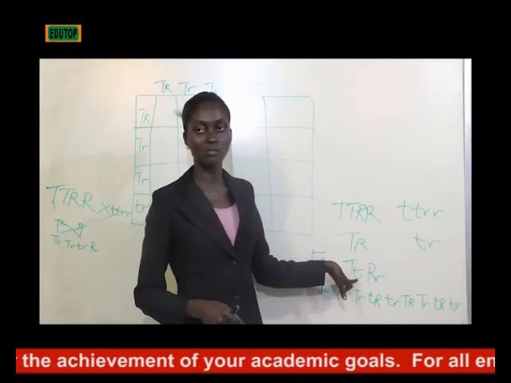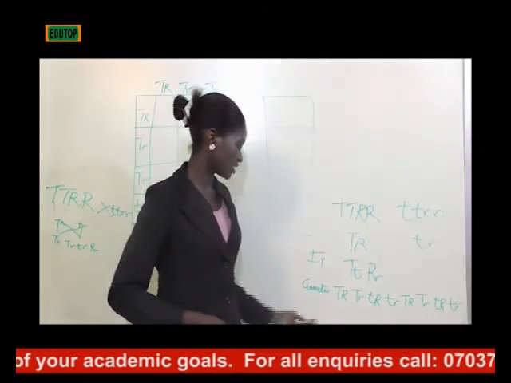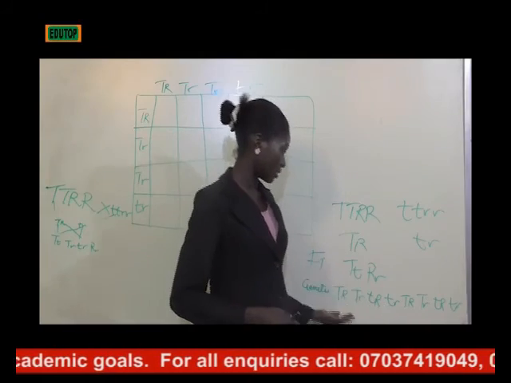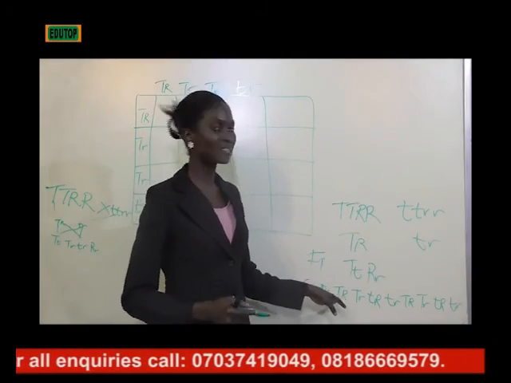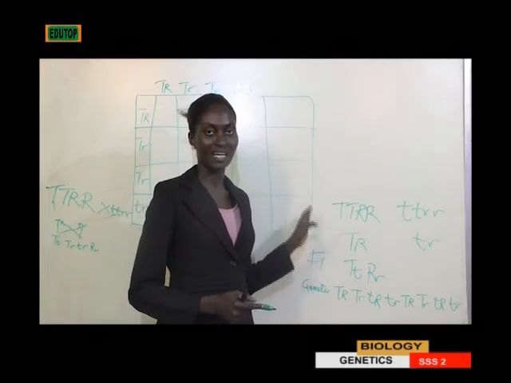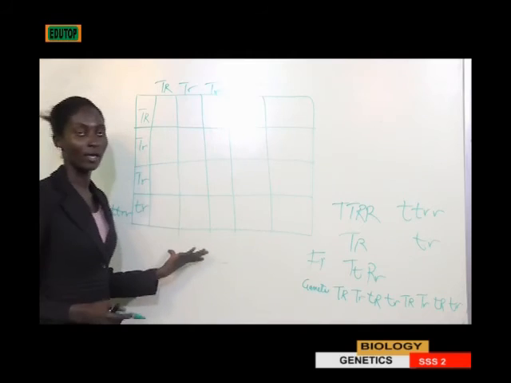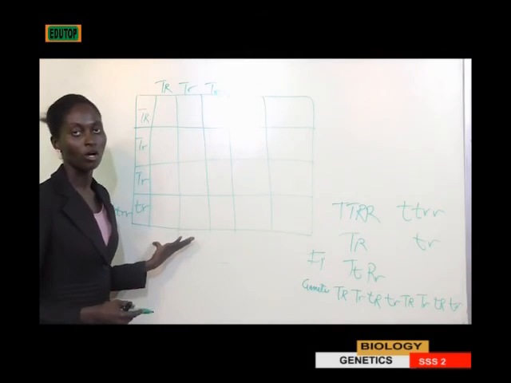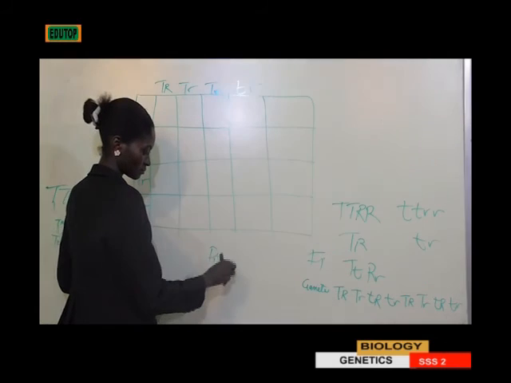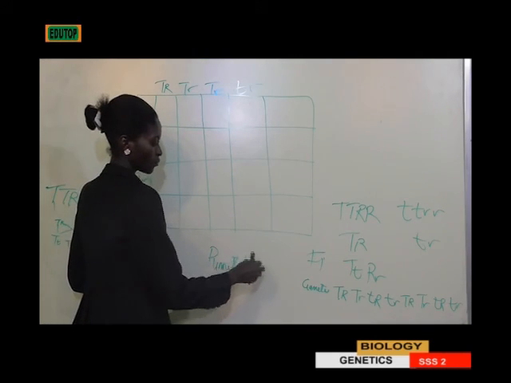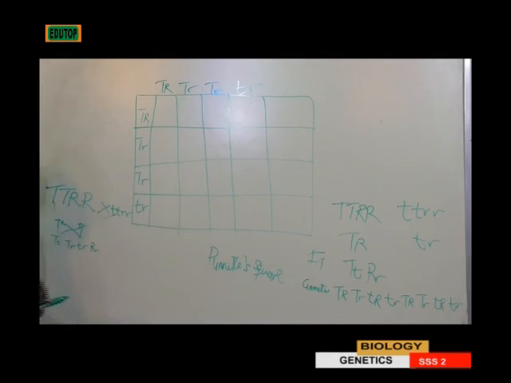When we now do a self-pollination for this one, TtRr, these are the gametes that we came about, and there are 8. But because of the ambiguity, we can't do the straight crossing, just as I did for the monohybrid inheritance, and that's why we bring it to this square, or this box-like structure called the Punnett square. So the Punnett square is what will help us in solving the dihybrid inheritance.